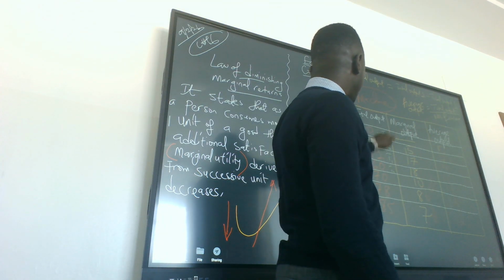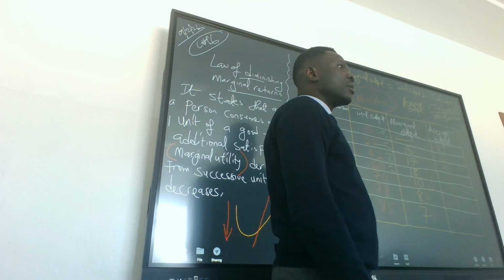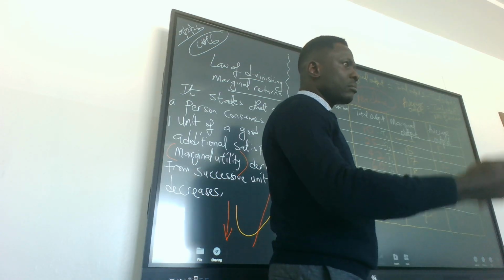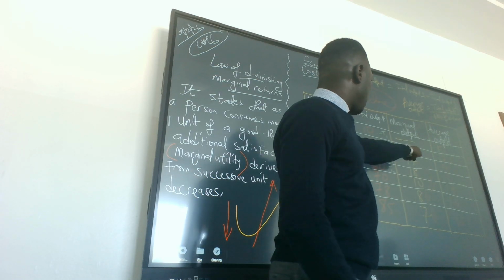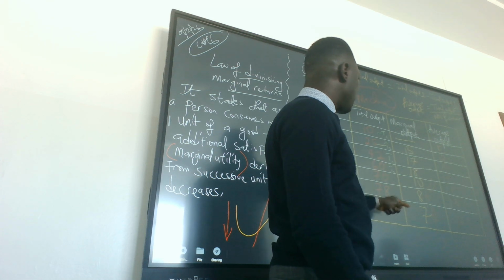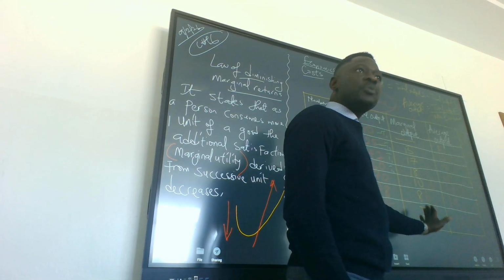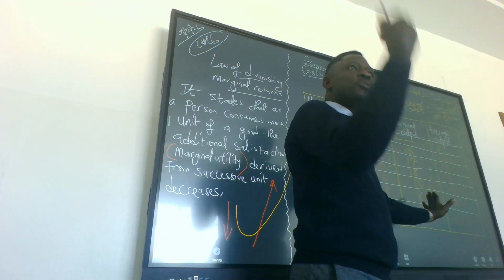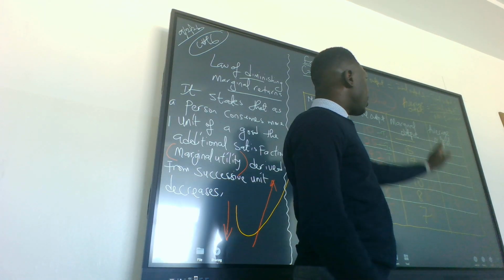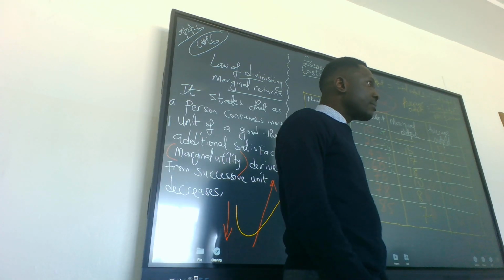So this minus this, this minus this, this minus this. So 25 minus 10, 42 minus 25, 60 minus 42, 70 minus 60, 78 minus 70, 85 minus 78. That's how you get your marginal output. Marginal output is total output 2 minus total output 1. For the average output, it is total output divided by the number of workers.